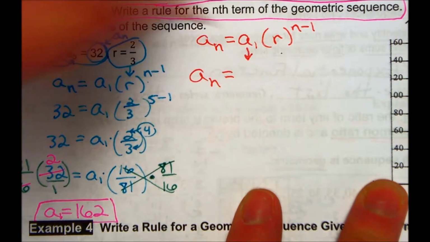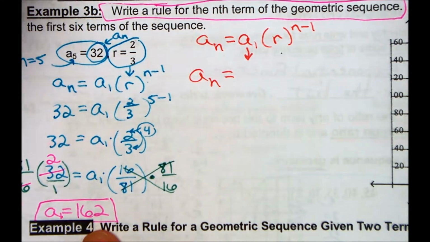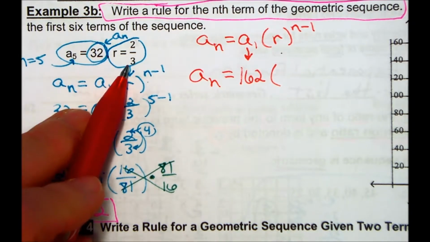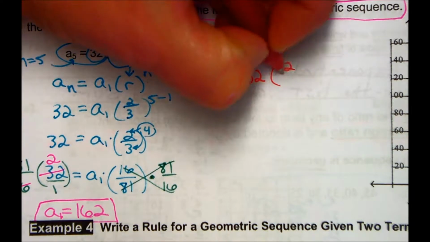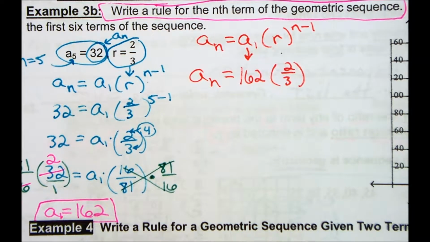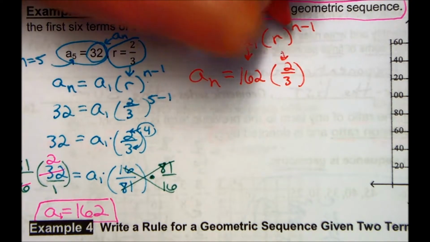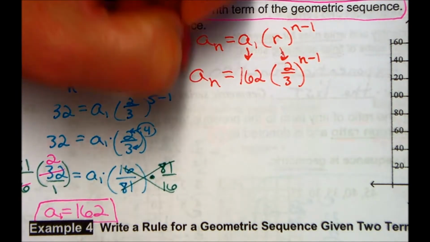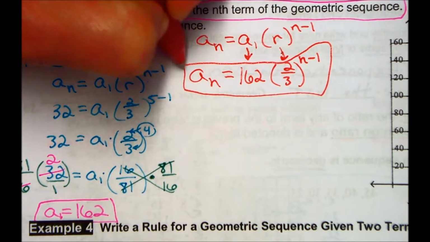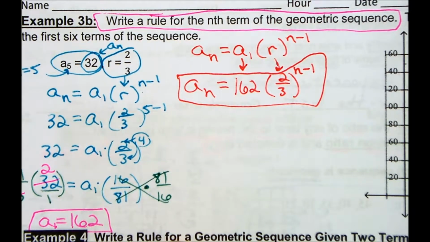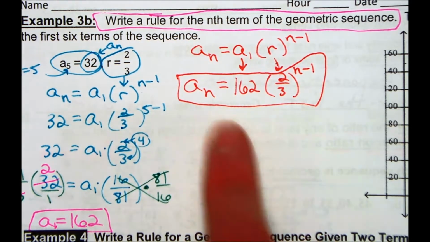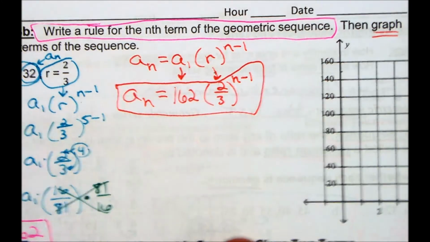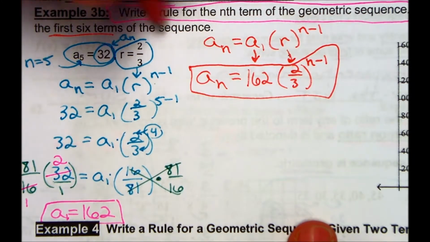But now we can substitute 162 for a sub 1. We can substitute the 2/3 for our base, which is called the common ratio. And then again, n is part of the equation, n minus 1. So this now is our equation or rule for the nth term of our sequence. All right, now that we have that, they then asked us to graph the first 6 terms of the sequence.